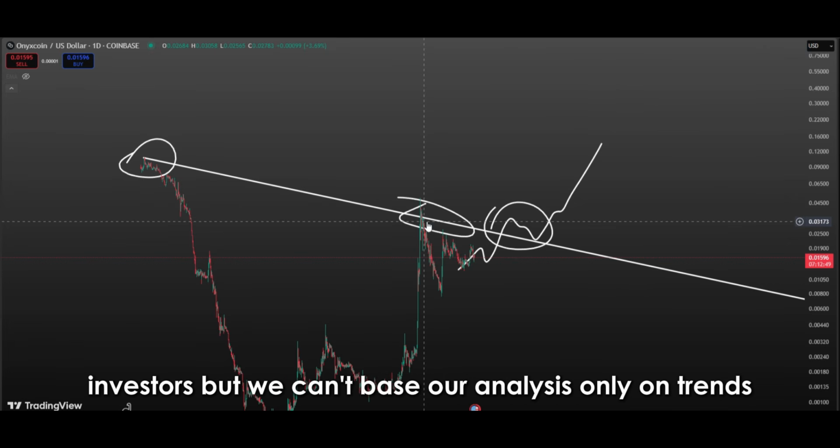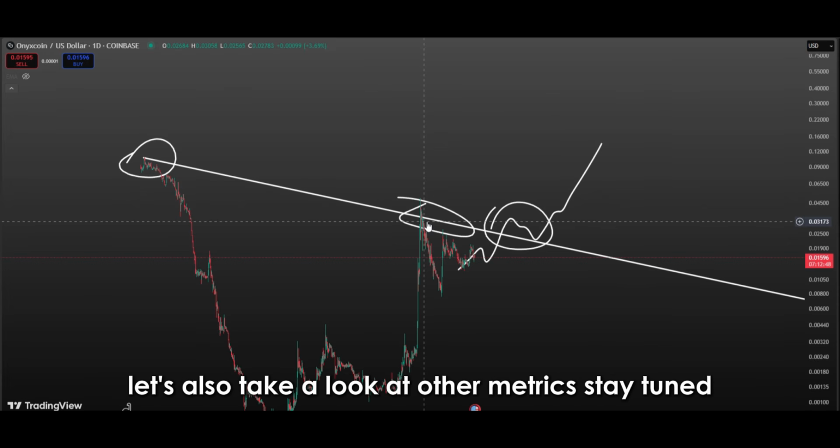But we can't base our analysis only on trends. Let's also take a look at other metrics.